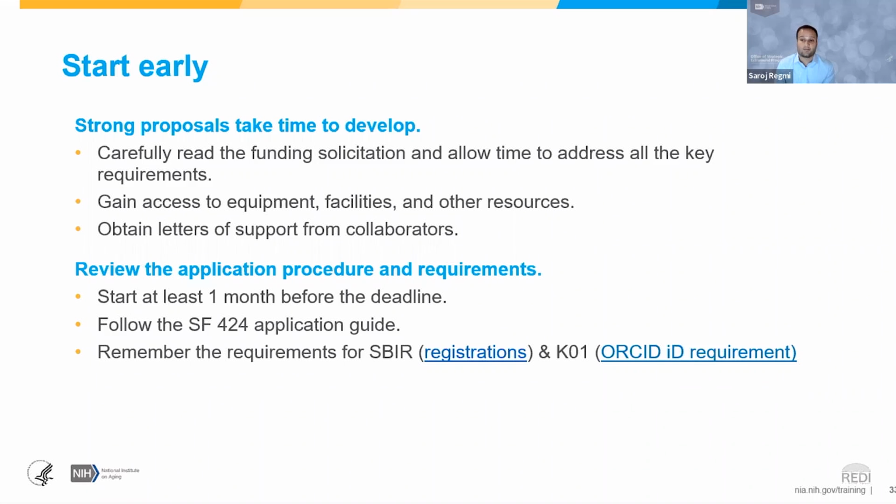Follow the SF424 application guideline. And think about these registrations. For SBIR, there are mandatory registrations that you require, and there are also other requirements for K01, such as the ORCID ID. So you need to be thinking about all of these requirements, and get them out of the way so that you have enough time.